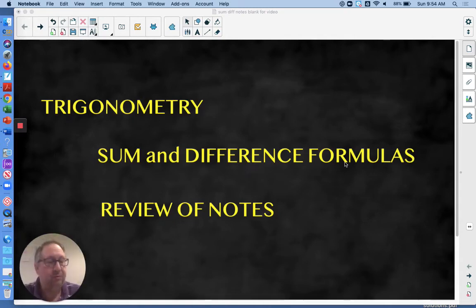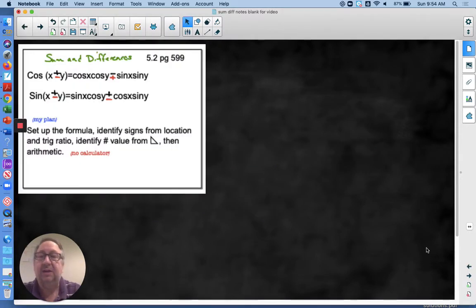At the review of those blank notes, the trigonometry stuff, sum and difference formulas. So here we go. Okay, so the first thing we're looking at is just the formulas themselves.